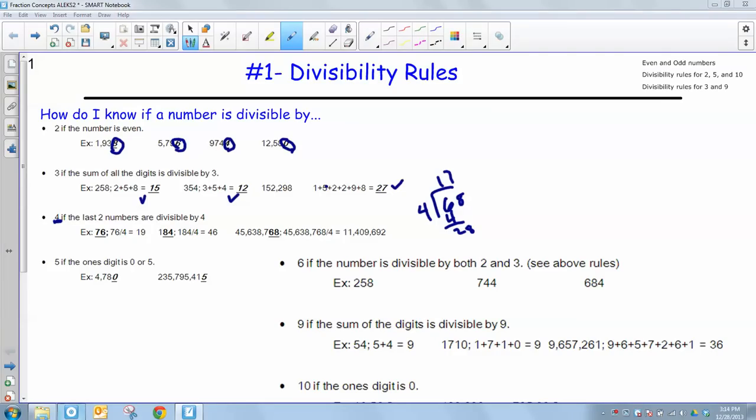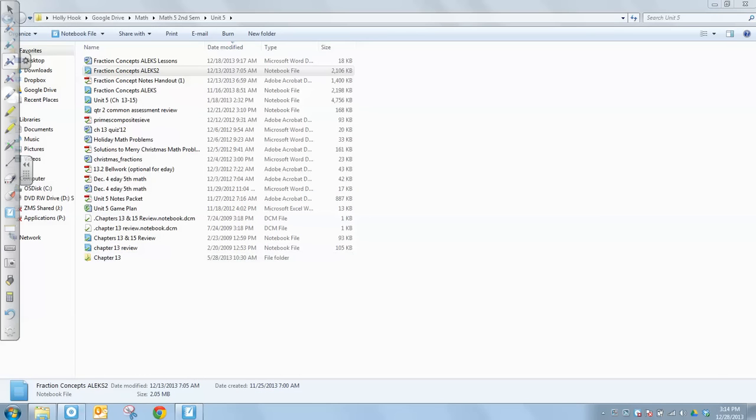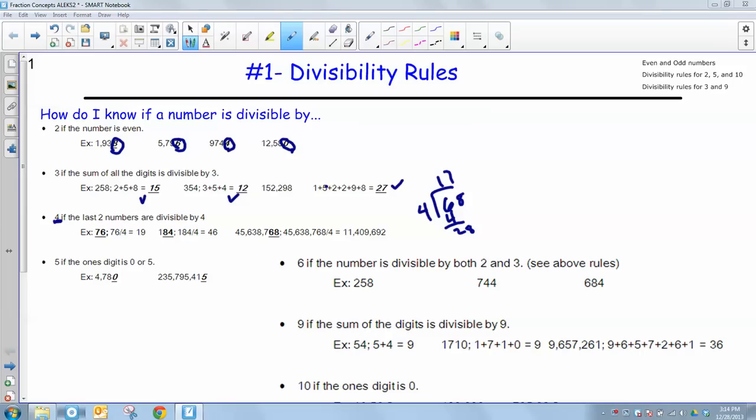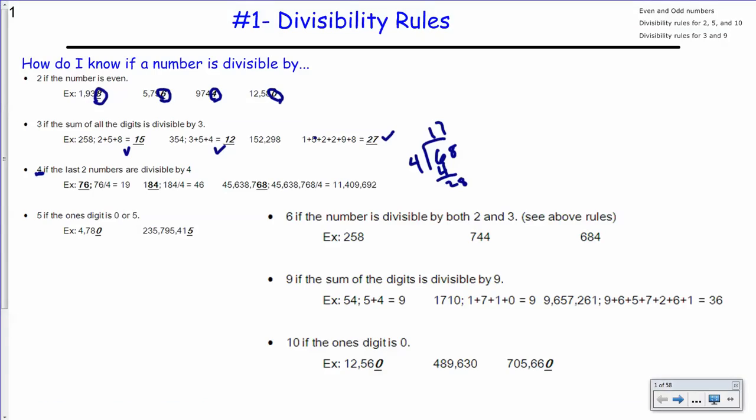My divisibility rule for 5 should be a review for all of us. If the ones digit is a 0 or a 5. So basically, if I end in a 5 or if I end in a 0, I'm automatically divisible by 5.